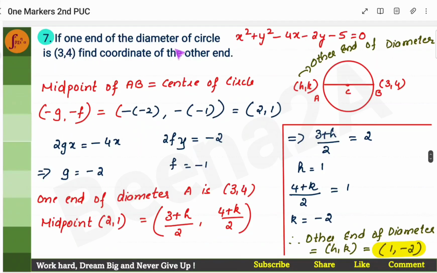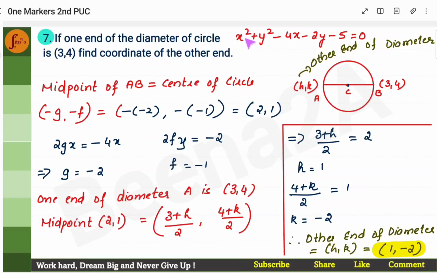Next one. If one end of the diameter of a circle is 3, 4, find the coordinates of the other end. So you have a circle. The diameter is like this. One end of the diameter is given, 3 and 4. The coordinate of one end is 3 and 4. You need to find the coordinate of the other end. You'll have to use the midpoint formula. What is the midpoint of the diameter? It's the center of the circle, right? The midpoint of the diameter is always the center of the circle.